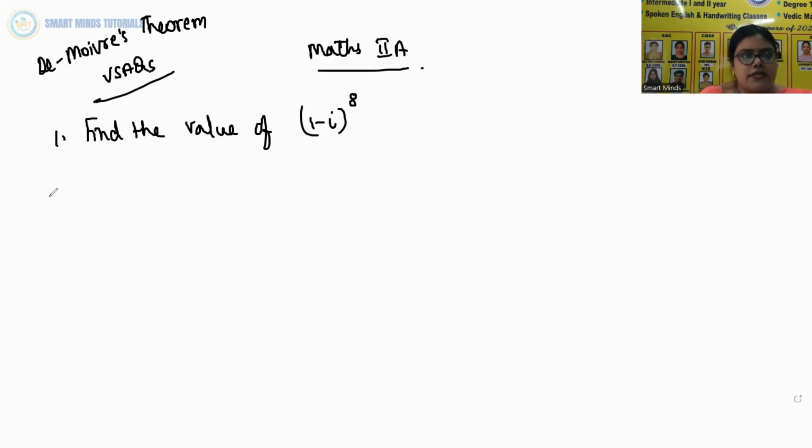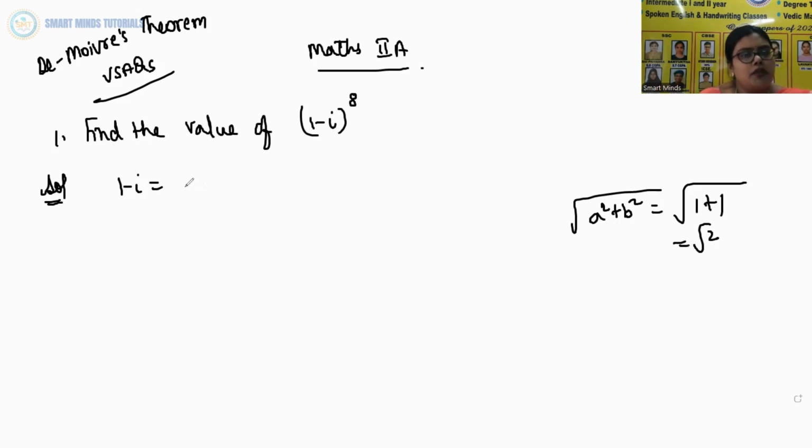So first let us take the bracket. The bracket is 1 minus i. Now first we will multiply, like how we have done in LAQs. We will multiply and divide by root a square plus b square. So what is root a square plus b square here? 1 plus 1, that is root 2. So we have to multiply and divide by root 2. Minus i into 1 by root 2.